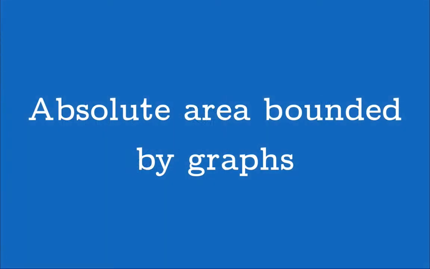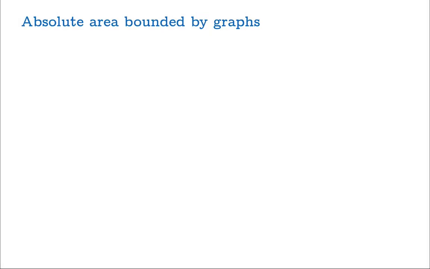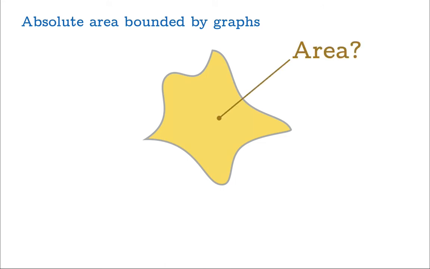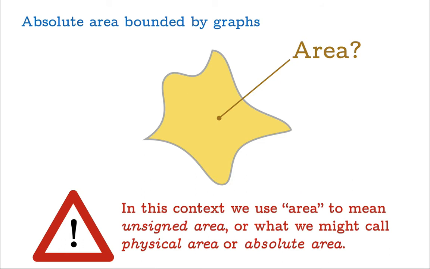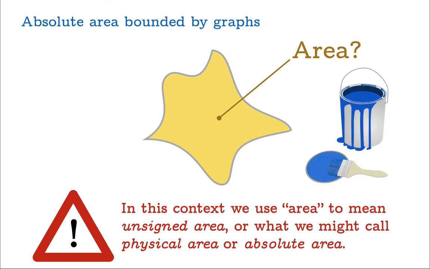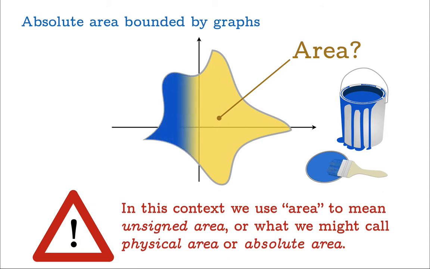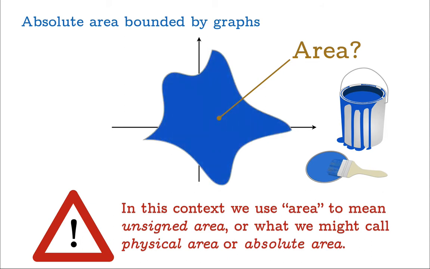So now let's talk about the absolute area bounded by graphs. Suppose you have some shape in the plane, and you're actually interested in finding its good old-fashioned area. In this context, we use area to mean unsigned area, or what we might call physical area, or absolute area. It's the kind of area you're interested in if you're a painter. You look at this shape and you say, how much painting do I need to do? If you're going to paint this, you don't really care whether the region lies above or below the x-axis. You're just interested in knowing how much paint you need to apply. That's what we mean going forward by absolute area.